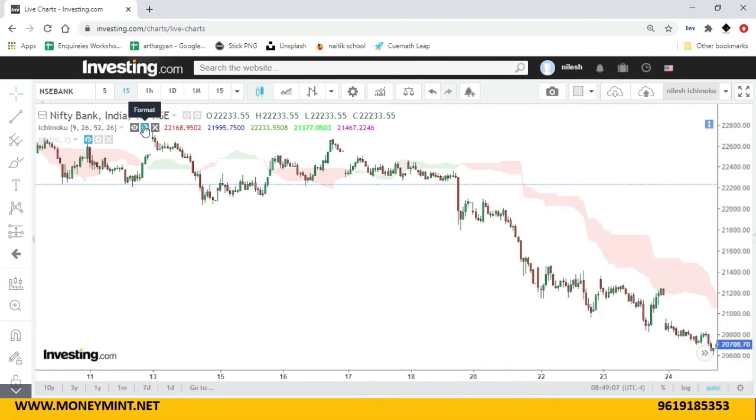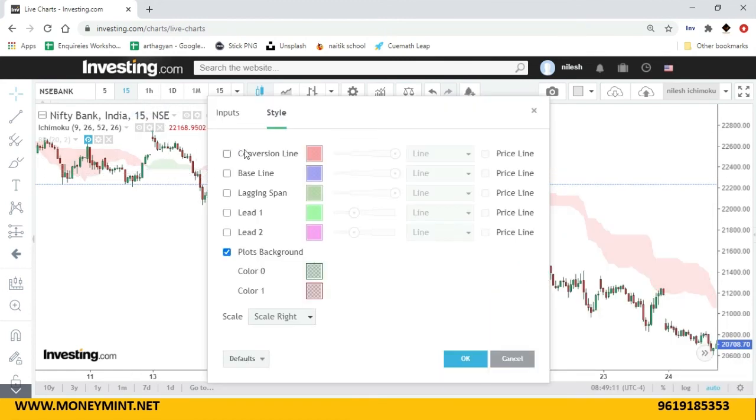So first of all, we have seen the red line. What is the red line? The red line is called the conversion line. It is the average of the 9-period high and 9-period low, divided by 2. What is the baseline? The baseline is the blue line, the Kijun-sen line. The Kijun-sen line is found by the average of the 26-period high and 26-period low, divided by 2.